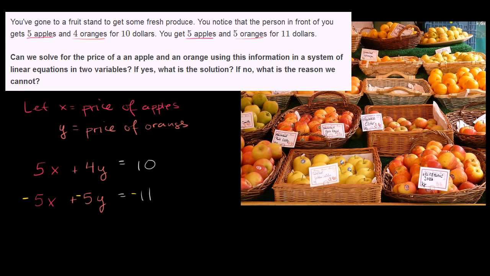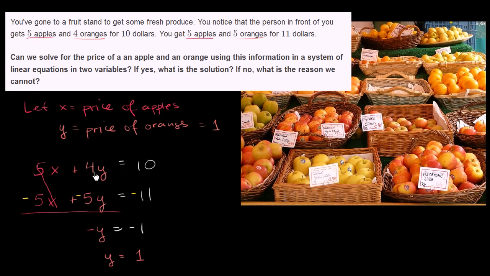So on the left-hand side, I have 5x minus 5x. Well, those cancel out. And then I have 4y minus 5y. Well, that's negative y. And that's going to be equal to 10 minus 11, which is -1. And then if we multiply both sides by -1 or divide both sides by -1, we're going to get y is equal to 1. So just like that, we were able to figure out the price of oranges. It's $1 per orange. Now let's figure out the price of apples.